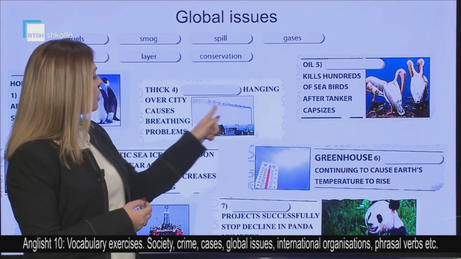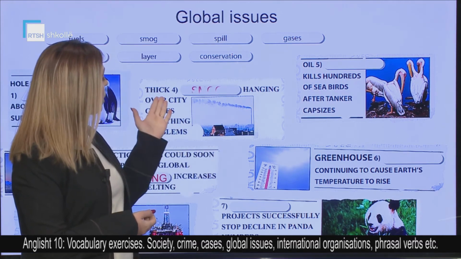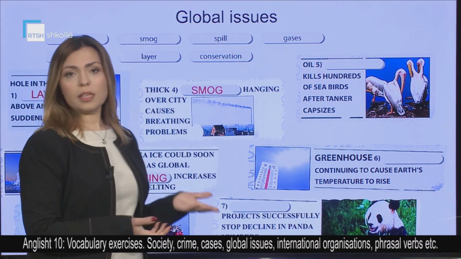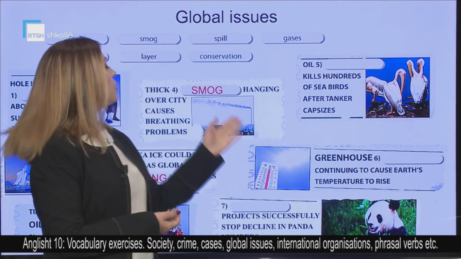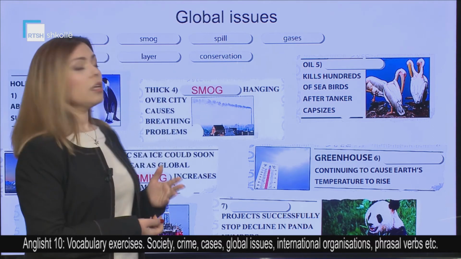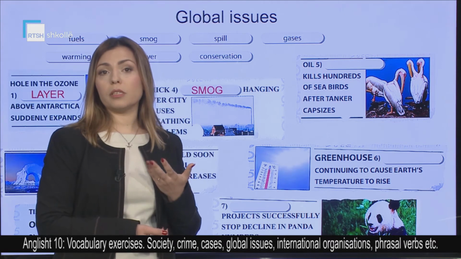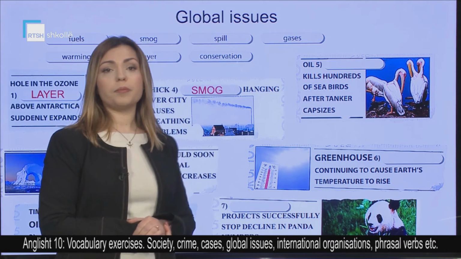Number 4, take a look at the factories, take a look at the city. What do you see there? We can see that there is thick smog. It's exactly the same in the Albanian language, exactly. Hanging over the city that causes lots of breathing problems. People have difficulties in their breathing.